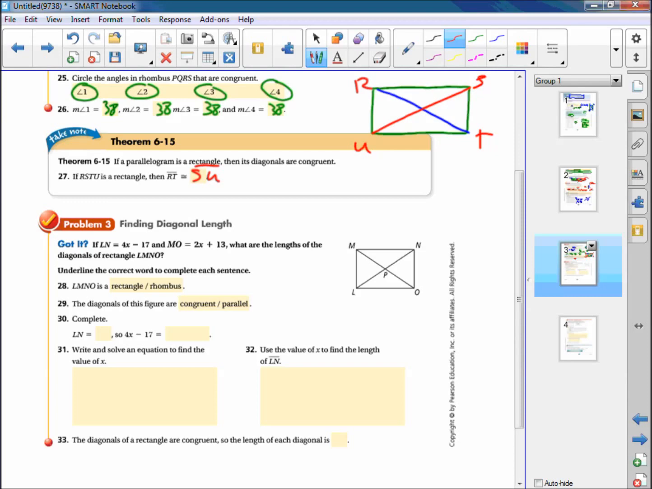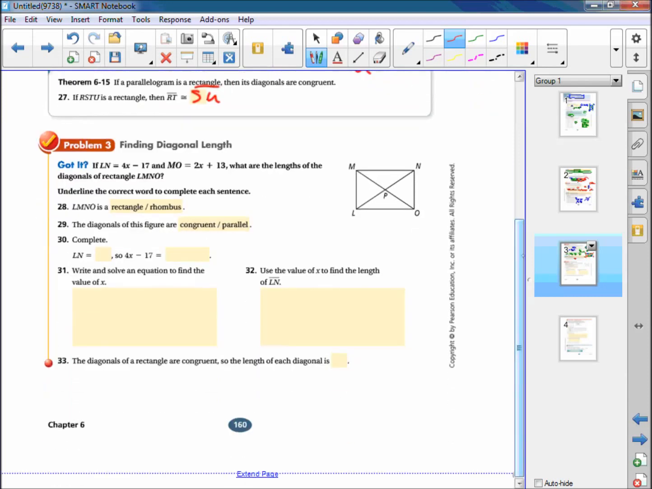So in this rectangle here, okay, we have the length of both diagonals. One diagonal in red is going to be 4x minus 17. And the other diagonal in blue here is going to be 2x plus 13. Okay, and we need to find the lengths of the rectangle. So underline the correct word to complete each sentence.